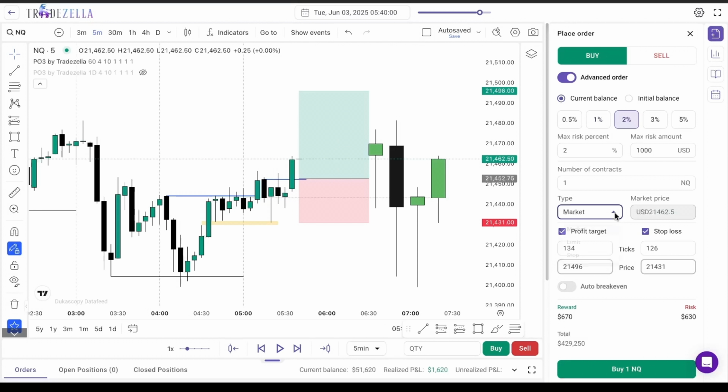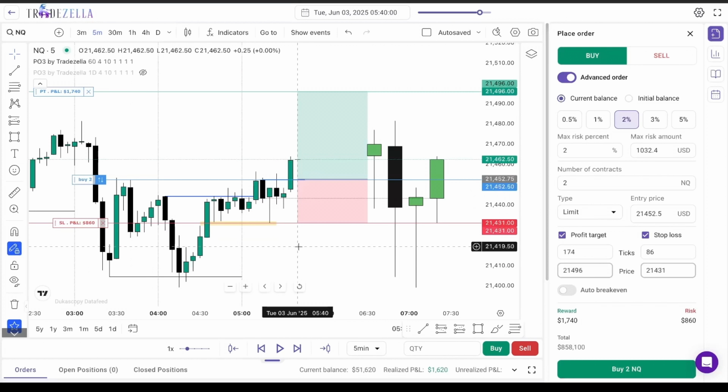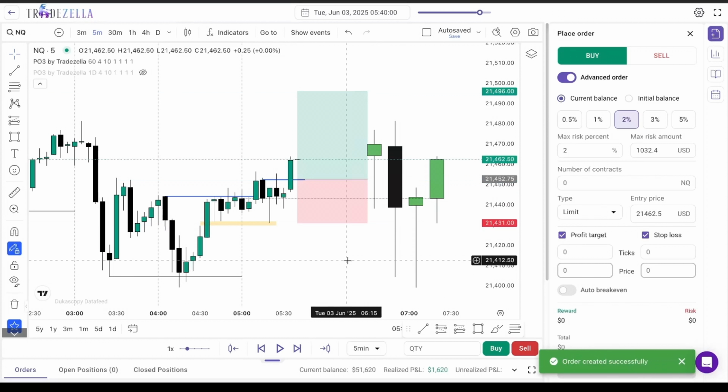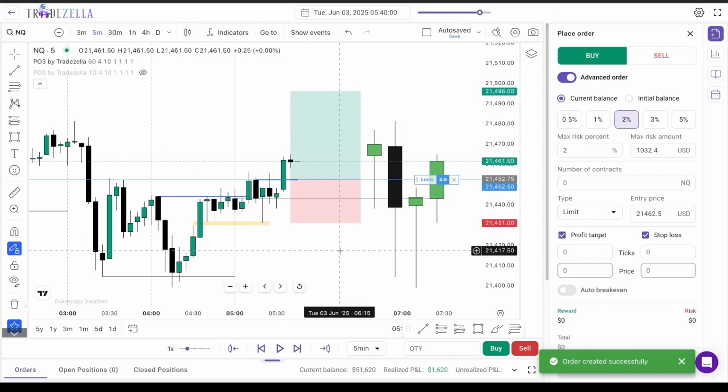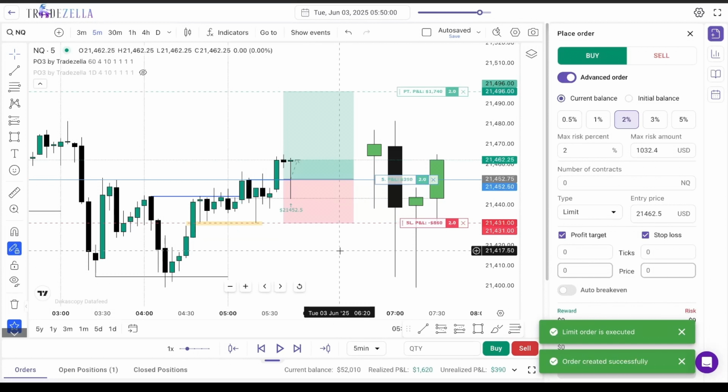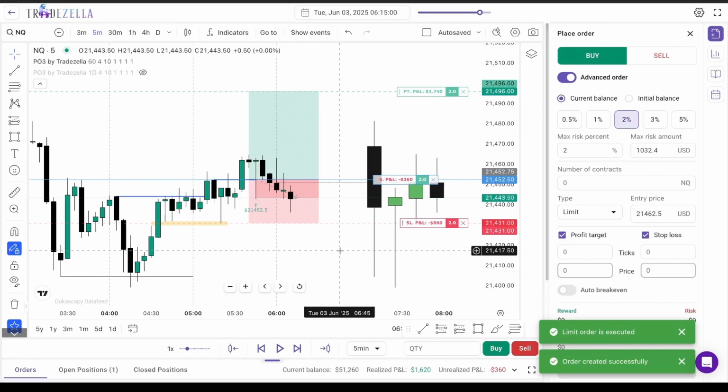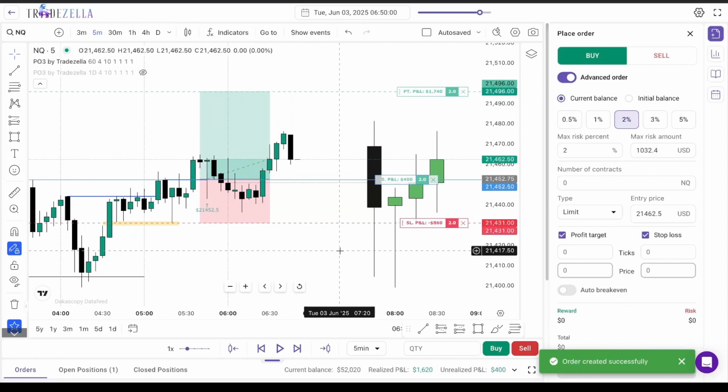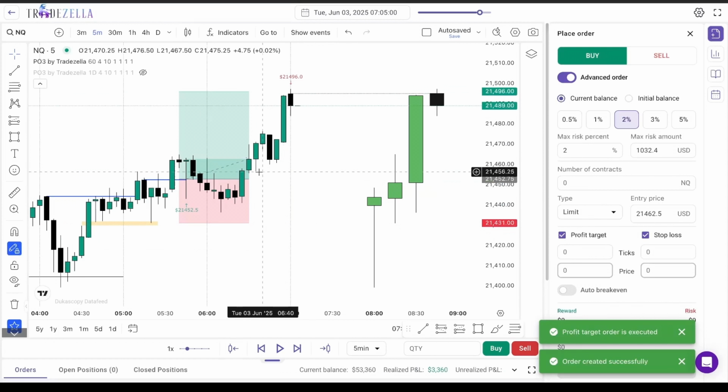Now with that, I'm going to have to take a limit order right there. And now I'll go ahead and hit buy. So place that limit order. Let's see if we get filled. There we are into the position. Let's see how it works out. And there we go and hit our TP.